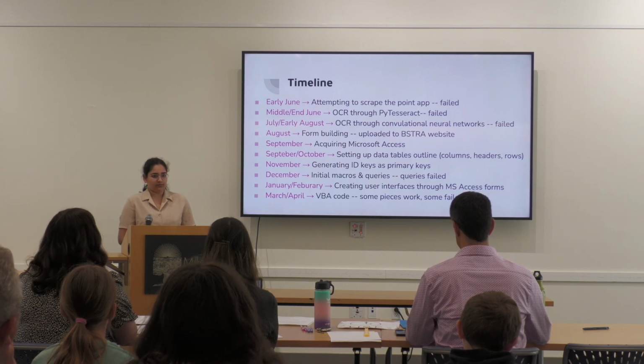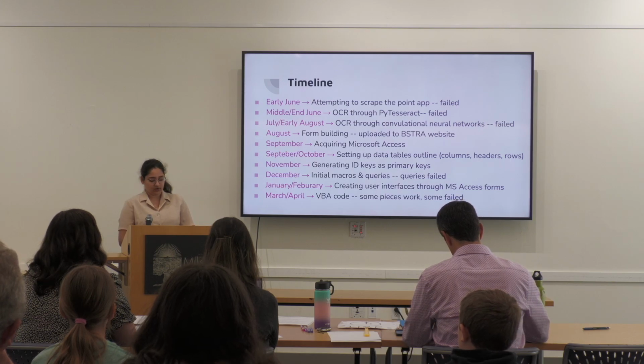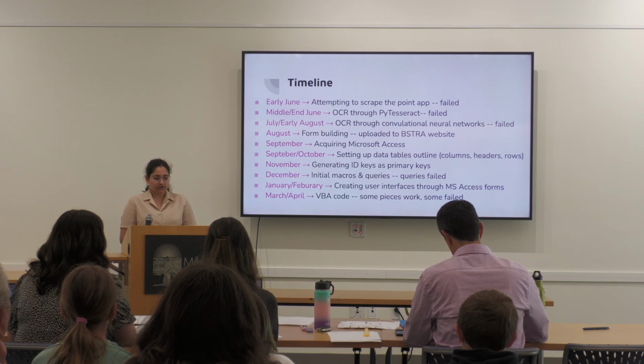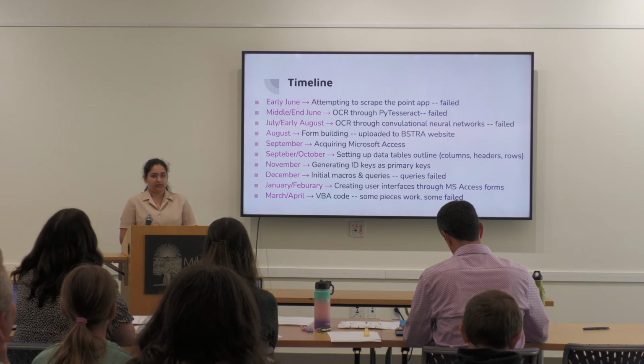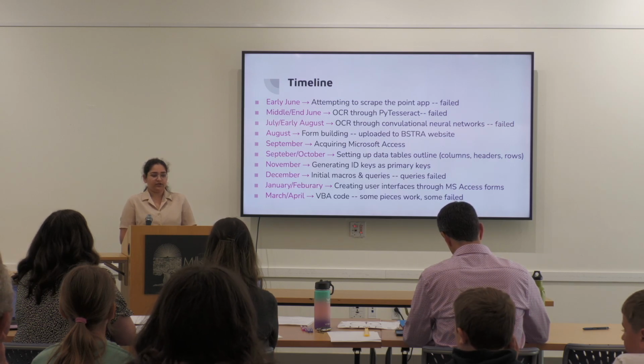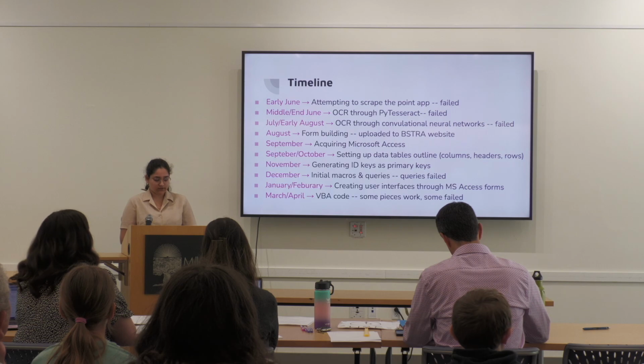But because all of the paper forms were handwritten, I had to use optical character recognition, or OCR, which is a process that converts an image of text into machine-readable text format. I first tried this through PyTesseract, which is a library in Python. Sadly, this didn't work out because the library didn't support the syntax and it didn't have what I needed to be able to convert all of the PDFs into legible text formats.